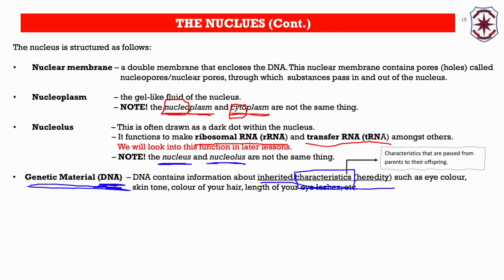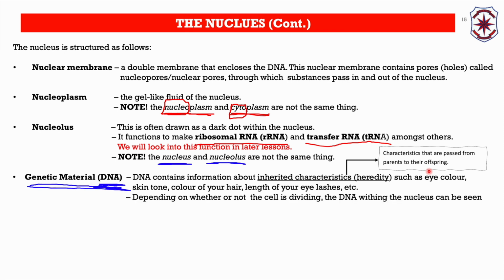Right. Moving along. Like I said, inherited characteristics, or heredity, are characteristics that are passed from parents to their offspring. Depending on whether or not the cell is dividing, the DNA within the nucleus can be seen packaged in one of two ways.